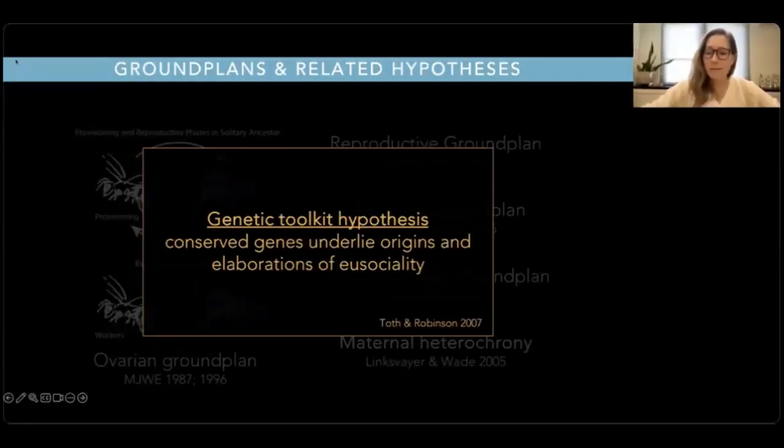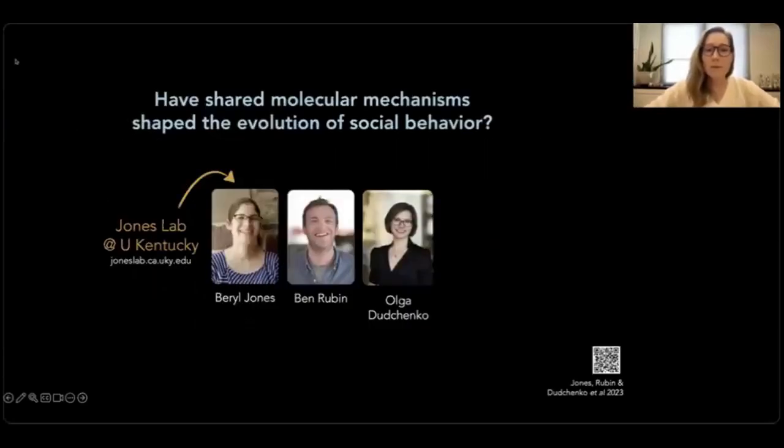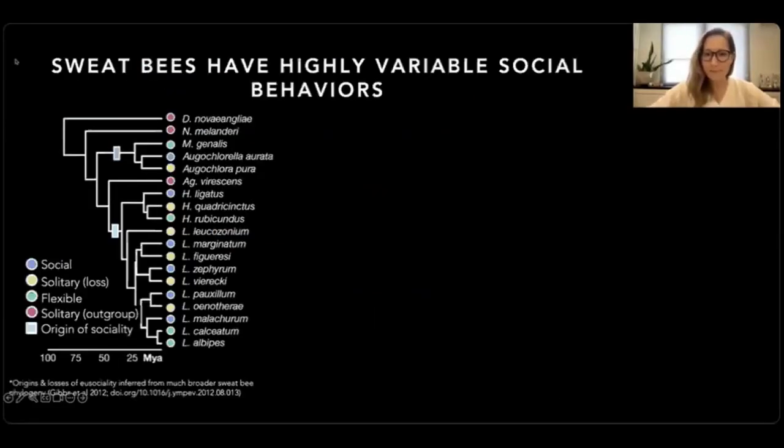So given all of these amazing frameworks, we really wanted to know, if we look across different social and solitary species, can we identify shared molecular mechanisms associated with the evolution of social behavior within the social insects? And so this is work that was spearheaded by Burrell Jones and Ben Rubin, who were two former postdocs in the lab. And we collaborated with Olga Dudchenko, who was a postdoc in the Aiden lab at Baylor.